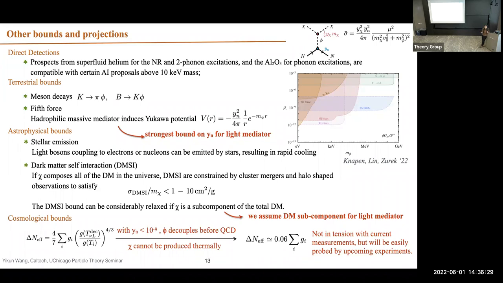I would imagine that because your mediator is pretty light, you have basically a 1 over v to the 4 cross section, and you have a larger velocity separation, because the Bullet cluster is moving very fast.